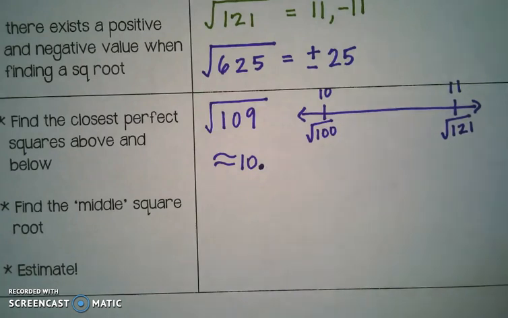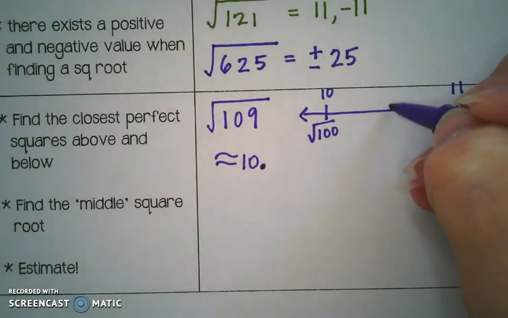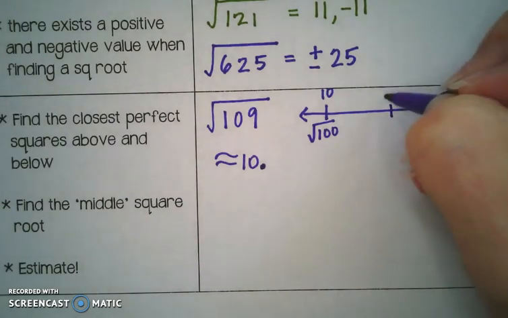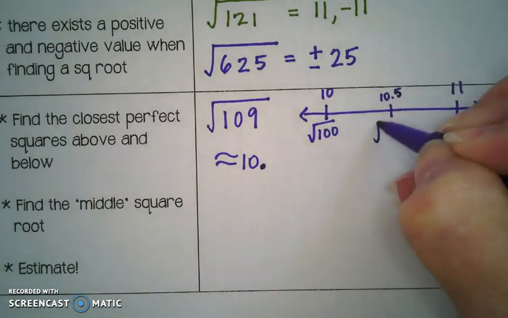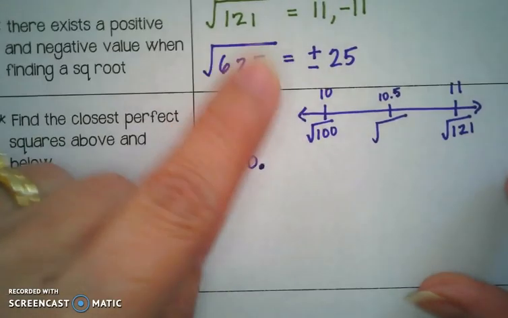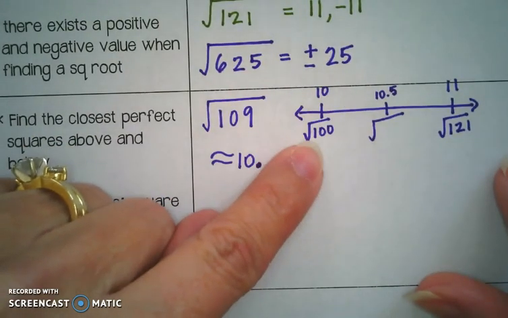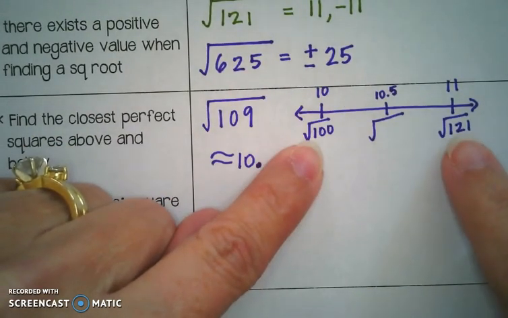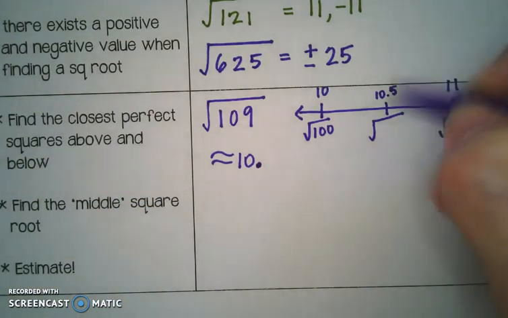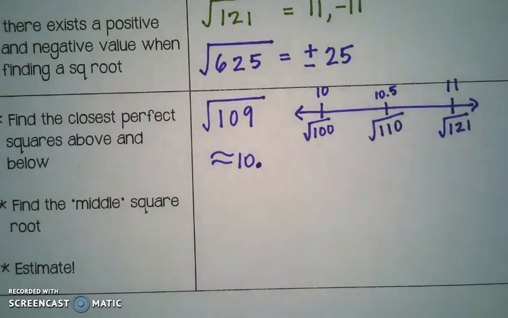All right, then I told you how you could find roughly, it's not exactly the middle, how you could find approximately the square root that would go with 10.5. What I told you was that this is 10 times 10, this is 11 times 11, so this must be 10 times 11. So the middle square root would be 110.